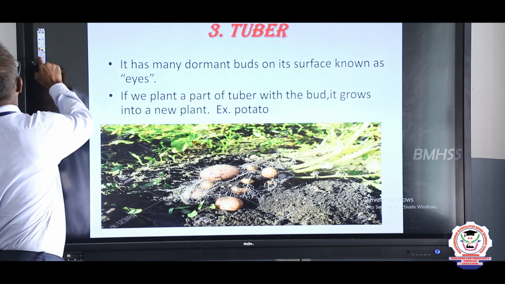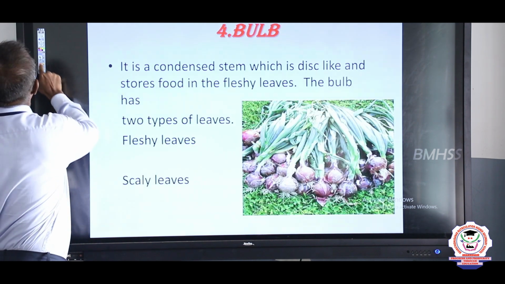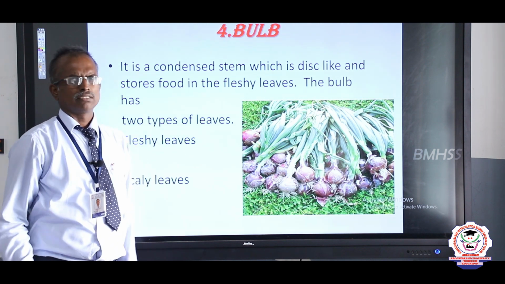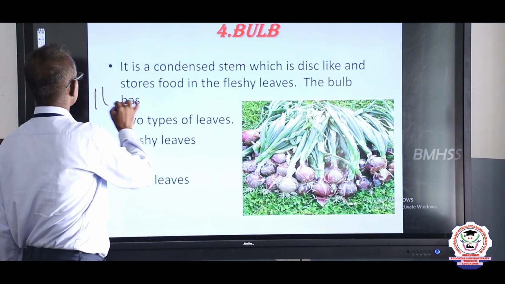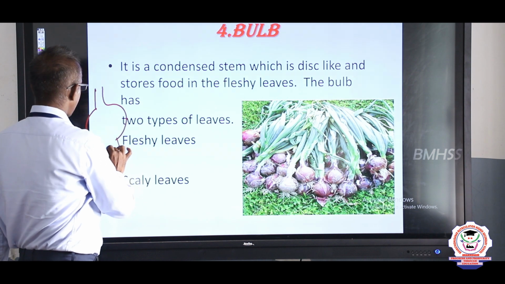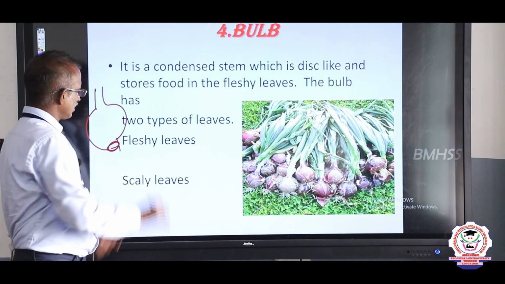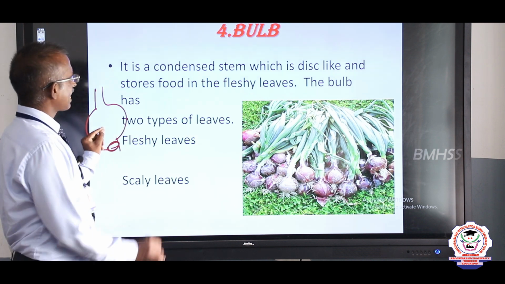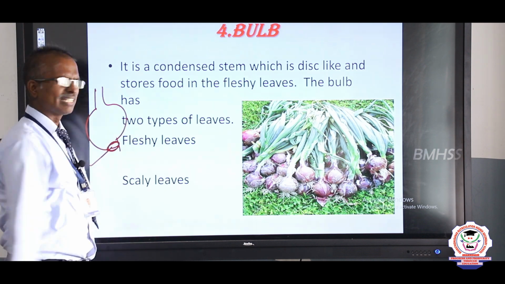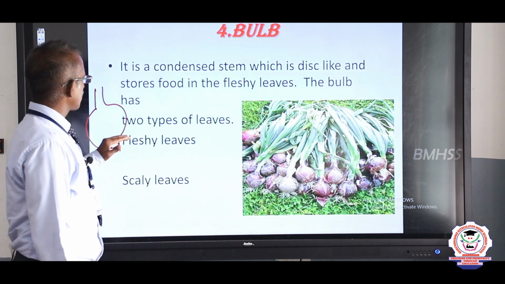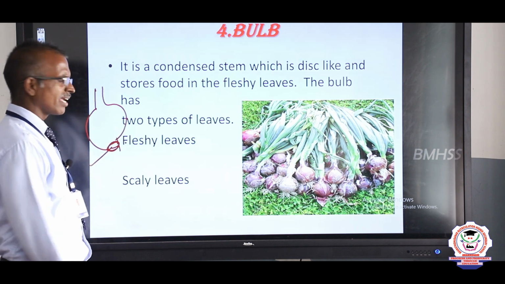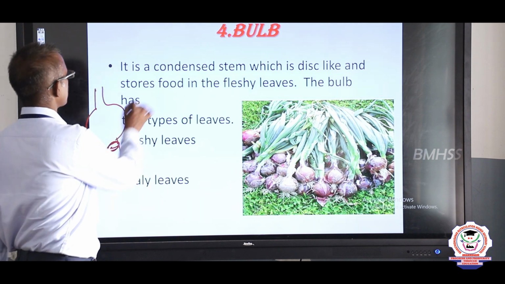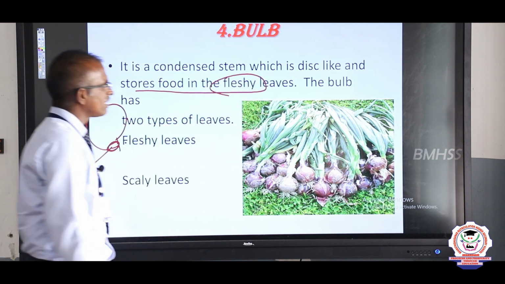Now we go for the next part, the bulb. We take the onion. If you look at the onion, it has one small, thick, disc-like condensed stem. This is what we call a condensed stem. Above the stem it has leaves, called fleshy leaves. These fleshy leaves store food material.